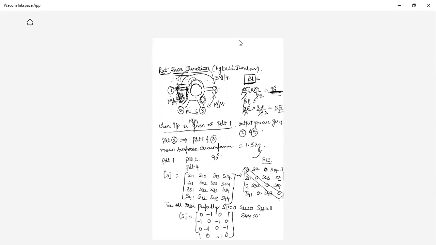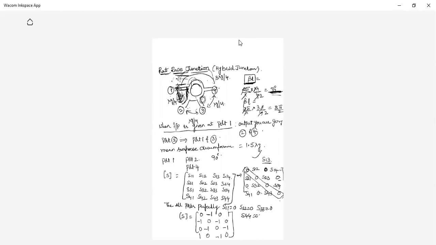Or else you can stop at that S matrix. Beyond that I have written 0 S12 0 S14, like that also you can stop, no problem. Shall I move to the next topic? The last topic in this unit is phase shifters.